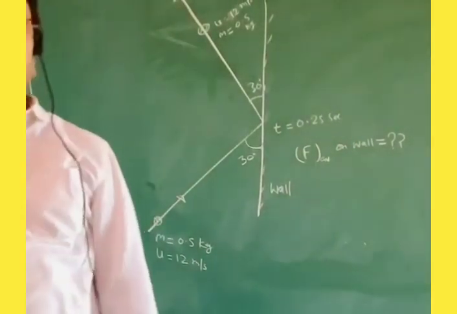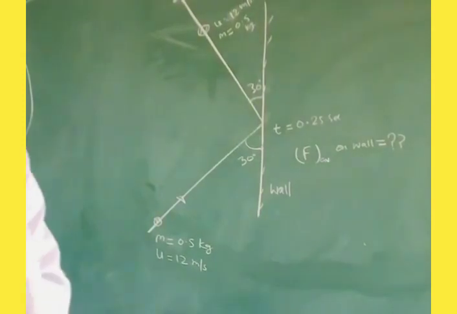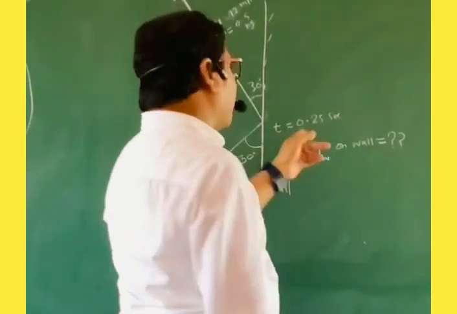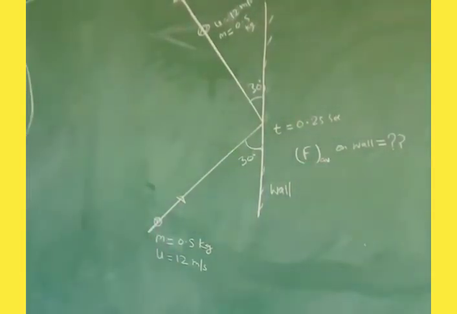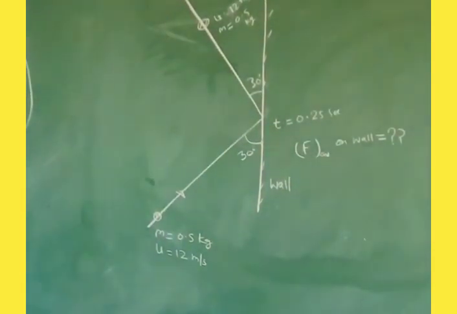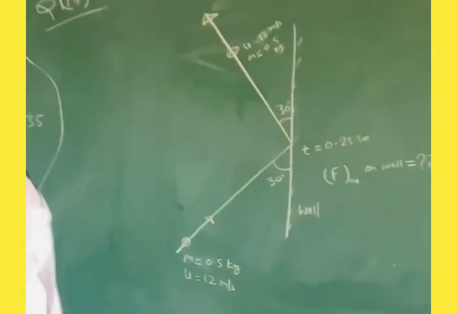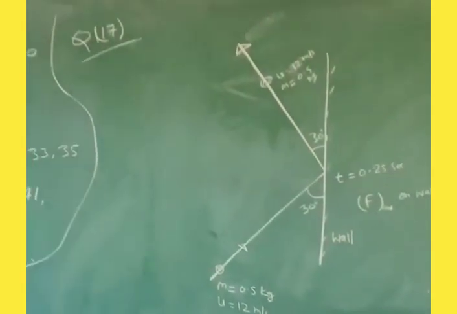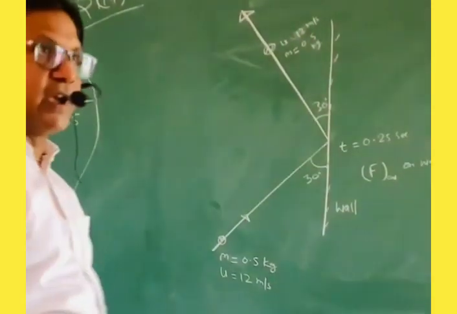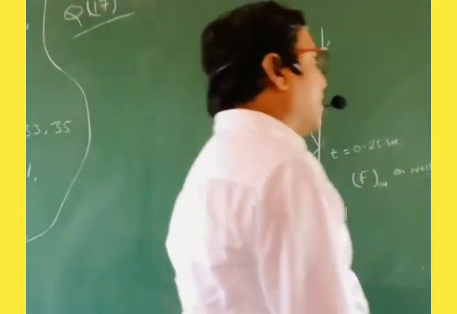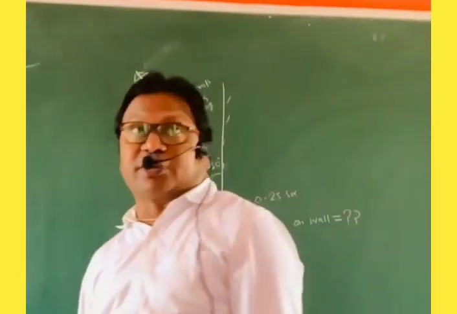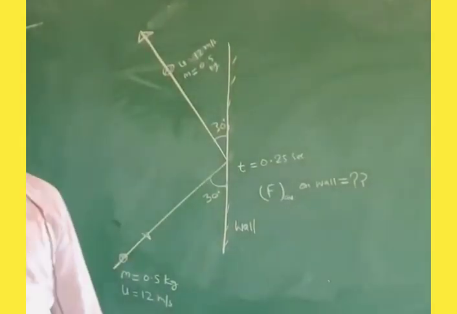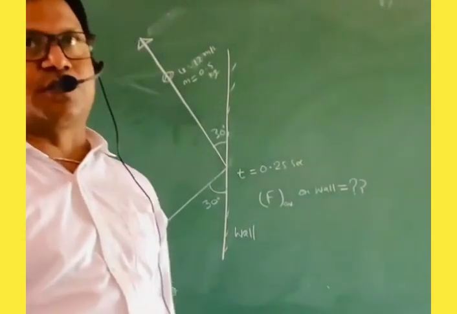Average force on the wall. Okay. So time of contact is given. So the very first thing that should come in your mind is that they are asking the force. Okay. And mass and velocity are given. So with the help of mass and velocity, how can you find force?